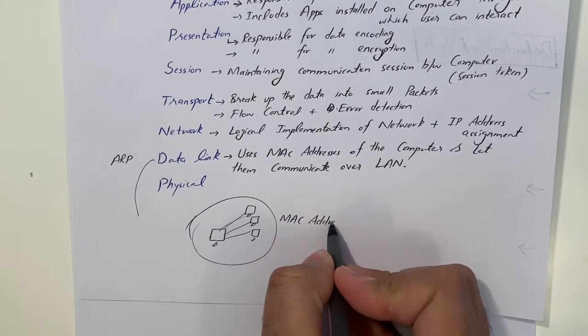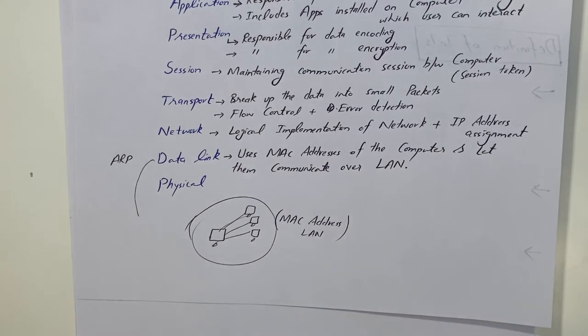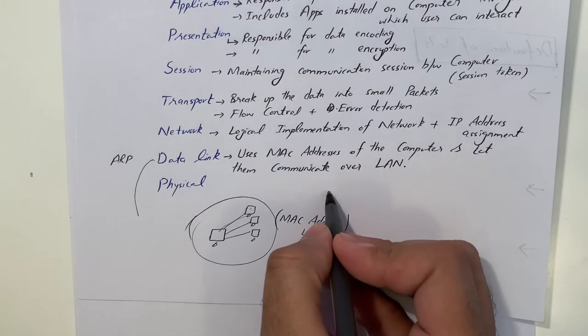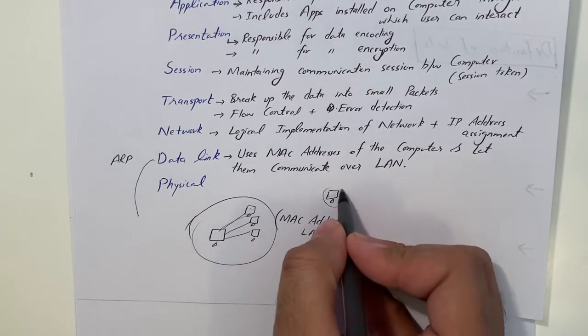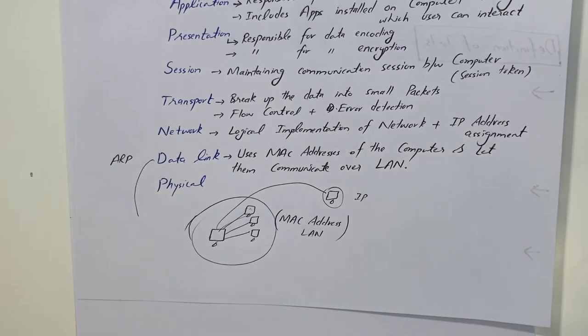So please remember, for local area network communication, for LAN communication, you need to know the MAC address of that computer. For communication over a wide area network, let's say a network or a computer which is located outside your local area network, then you need to know the IP address of that computer.